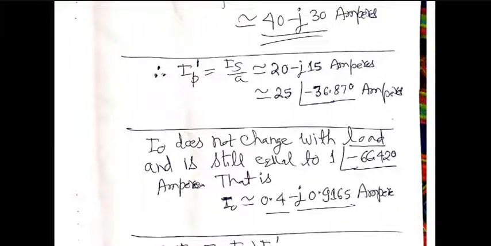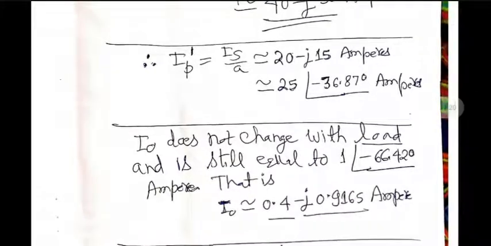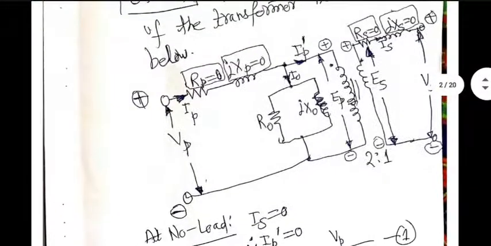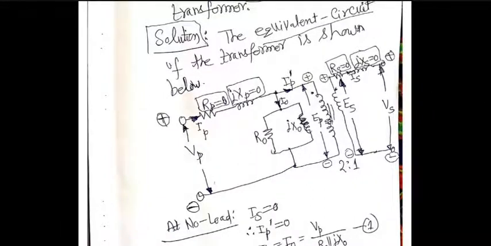In rectangular form, the value is 0.4 minus J0.9165 amperes. So you add up IP prime and I0 to get the total primary current at the load which is connected now. This is the use of the equivalent circuit. It makes calculations more realistic.